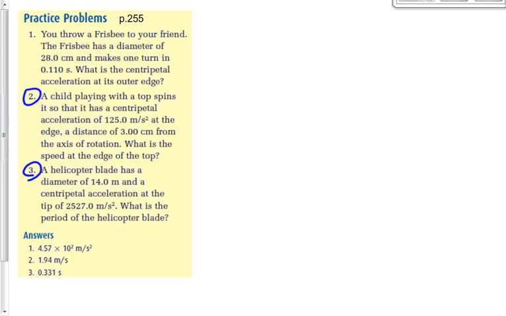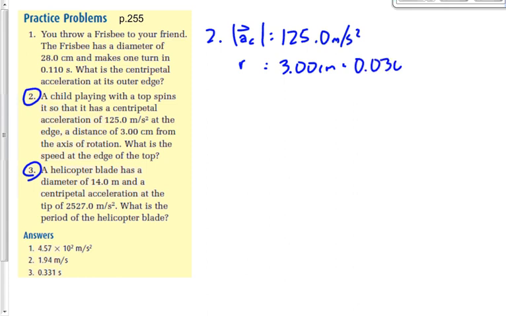All right. Number 2 says a child playing with a top spins it so that it has a centripetal acceleration of 125 meters per second squared at the edge, a distance of 3 centimeters from the axis of rotation. What's the speed of the edge of the top? In question number 2, the centripetal acceleration is 125.0 meters per second squared. Something's 3 centimeters. What is that? Yeah, it's the radius. Now, we got to convert that to meters, right? We don't want centimeters. 0.0300 meters.